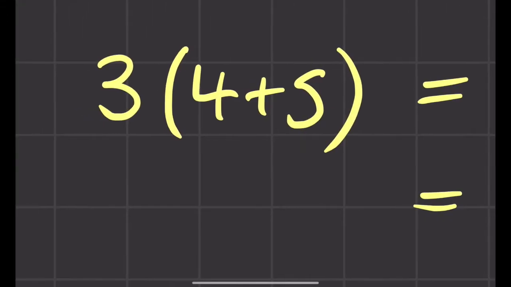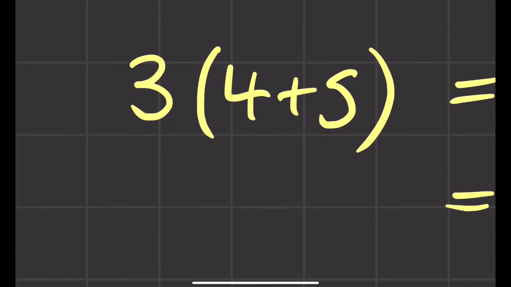So here I've got 3 groups of 4 plus 5. Okay, now how would you work that out normally? You'd probably say, right, well I know I need to do brackets first, so I have to do what's inside the brackets. 4 plus 5 is 9, so that makes 9. And then I've got 3 groups of 9, so I'll do 3 times 9, and that would give me an answer of 27. And you would be right, that is how you do it.